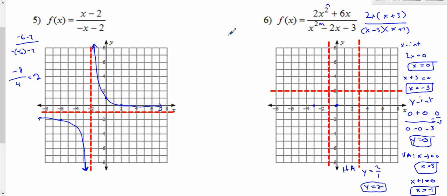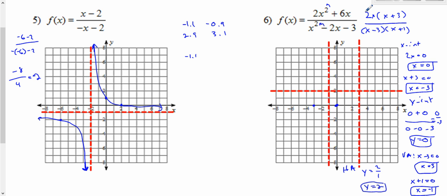And now for the testing, I need to test values left and right of both vertical asymptotes. So that's negative 1. So negative 1.1 and negative 0.9. And for my x equals 3 asymptote, I need 2.9 and 3.1. So let's go ahead and start with negative 1.1.